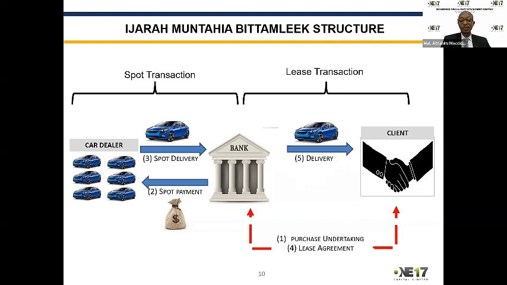But of course, there may be a risk here. Is the bank sure that this particular car is the same car that the customer is looking for? In order to avoid any risk related to that, a bank may go into an agency contract with the customer to act as the agent of the bank to go to the vendor, inspect the car, and take delivery on behalf of the bank, before the bank delivers the car to the customer.